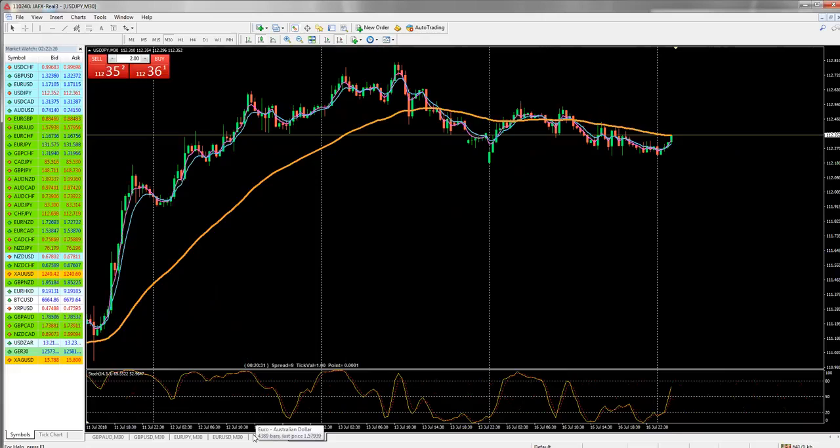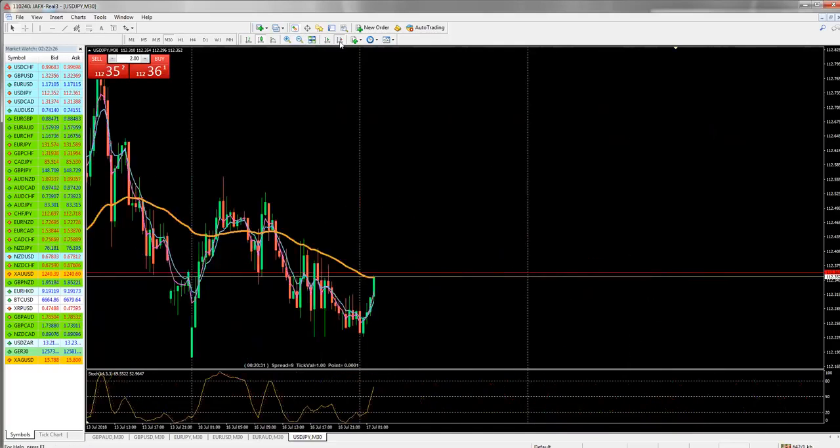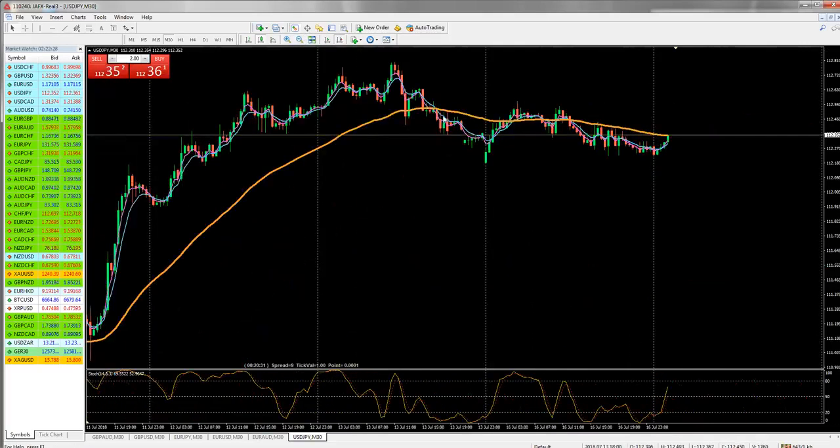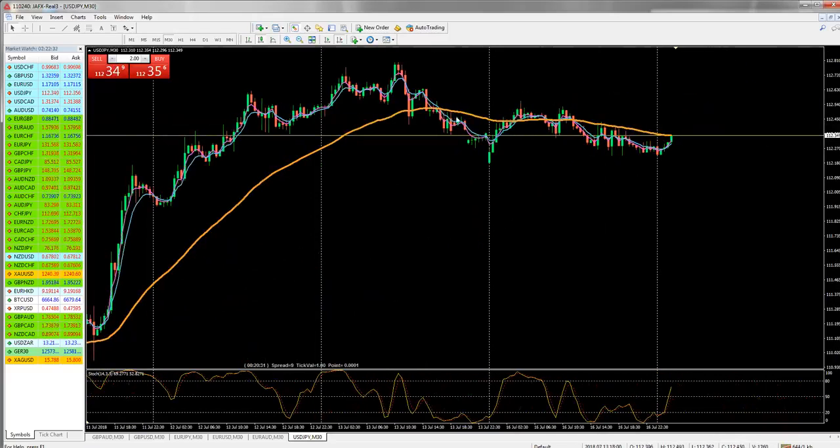So let me break down a pullback. Let me show you a beautiful pullback. What I look for is I don't enter at the cross. I wait. The cross is confirmation. I let the cross happen. Beautiful. Now I'm looking for a pullback.